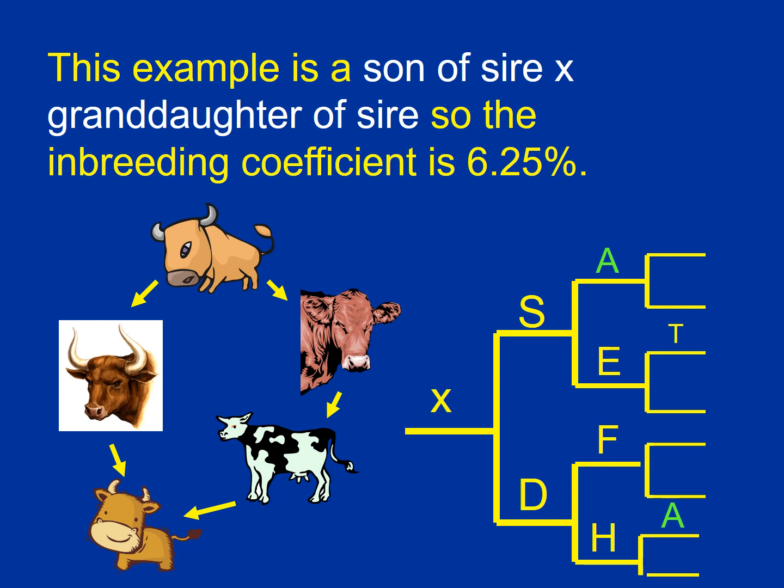Here's an example of a son of a sire times a granddaughter of a sire. So again, here are the two parents. Let's circle those. We've got the son of this sire times the granddaughter of the sire. So here's A. Here's its son.